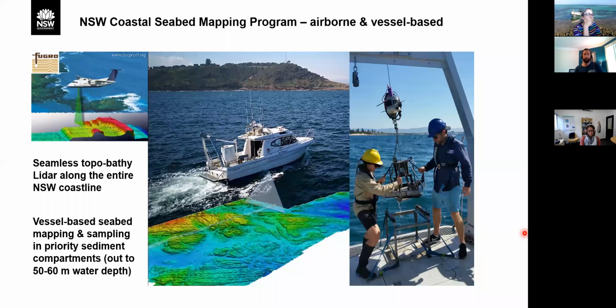So our program is really mapping the coastal seabed of New South Wales in high resolution for the very first time in most places. We'd previously had some contracts to collect some bathymetric LiDAR about a decade ago in some small places, but we're now doing this wholesale for the entire coastline. So seamless topo-bathy LiDAR along the whole coastline. And with our vessel and our team, we're going out and doing multi-beam echo sounding and seabed sampling to try and learn a bit more about some of these key systems.